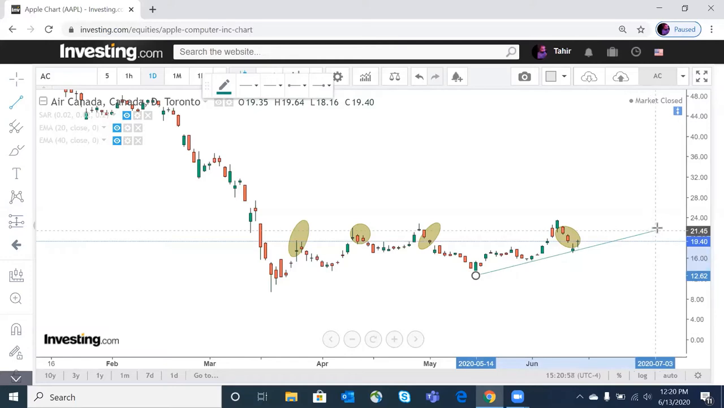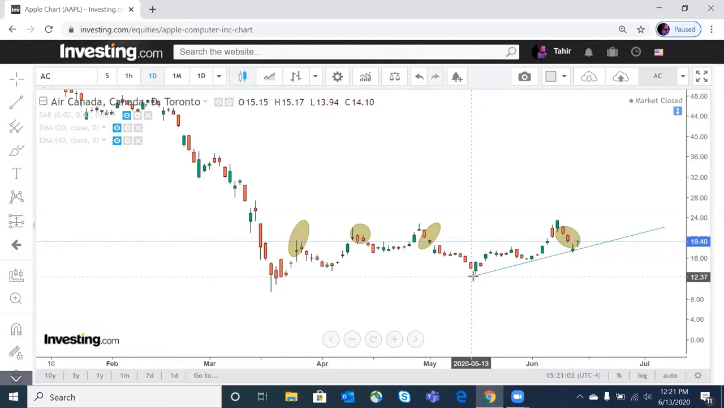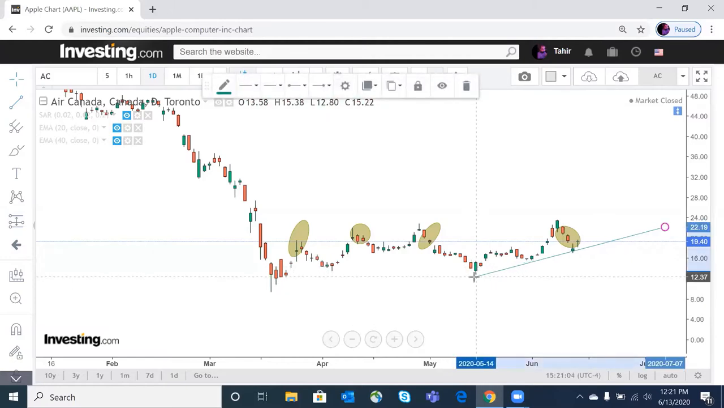Can I ask a question, please? Yep. So, how do you calculate the support and the resistance again? I can't hear you. Can you speak a little louder? Yeah, my question is, how do you calculate the support and the resistance?